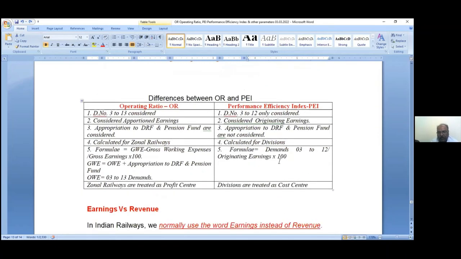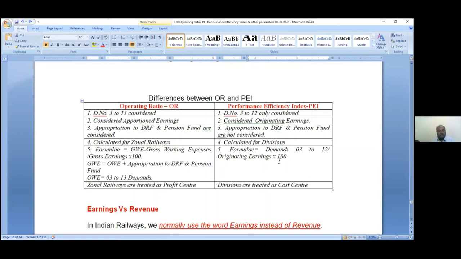Here, check the differences between operating ratio and PEI. In the operating ratio, demands number 3 to 13 are considered, whereas in PEI only demands number 3 to 12. In the operating ratio, apportioned earnings are important, whereas for PEI it is the originating earnings. In the operating ratio, we consider appropriation to DRF and pension fund, whereas in PEI we should not take the appropriation to DRF and pension fund.